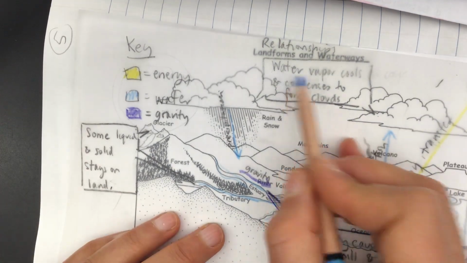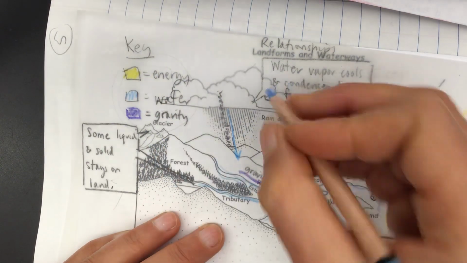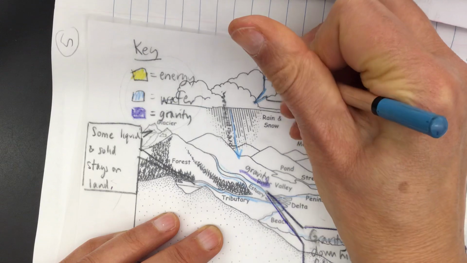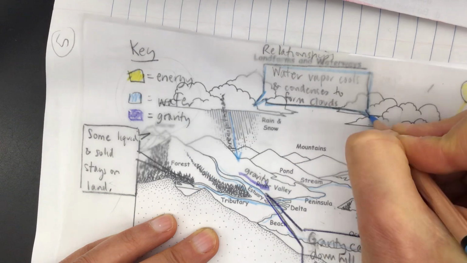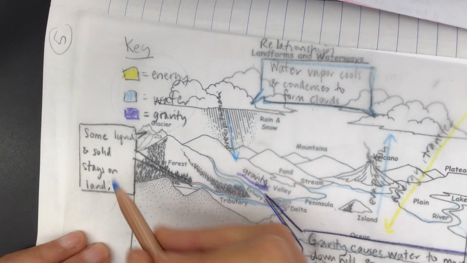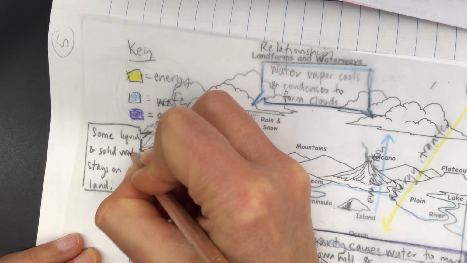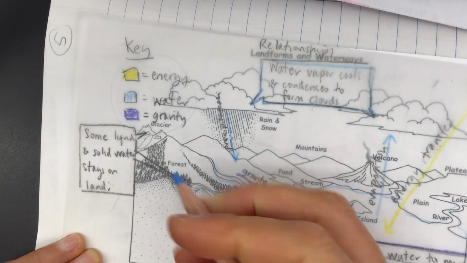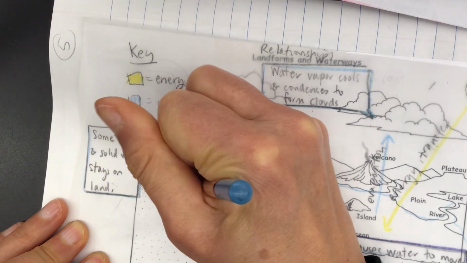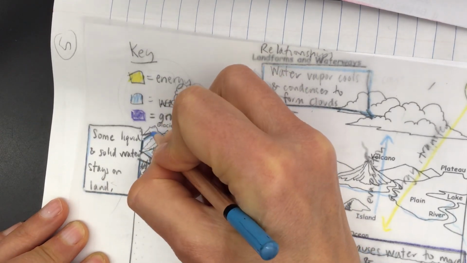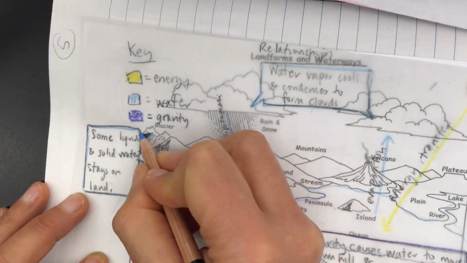Okay, and then the one on the top, water vapor cools and condenses to form clouds. Which color is most relevant here? Okay. And then some liquid and some solid. Oopsie, I should have put the word water in there. Stays on the land. Solid water. Yes. Miss Newbern, I think you missed number 5. We're not finished yet. Oh, okay.